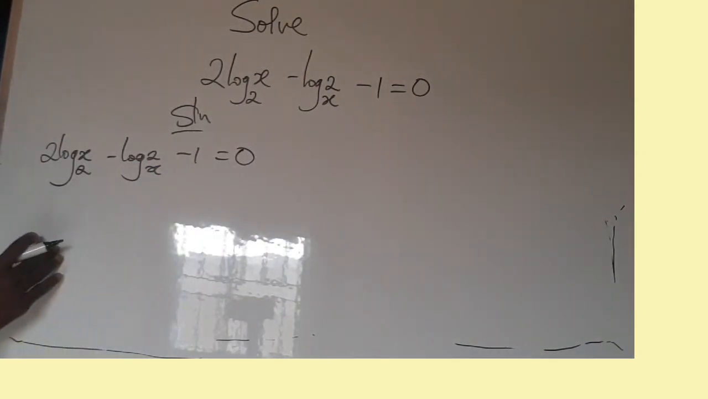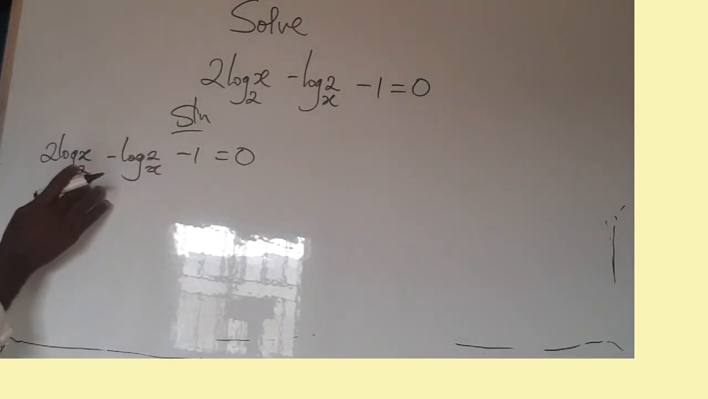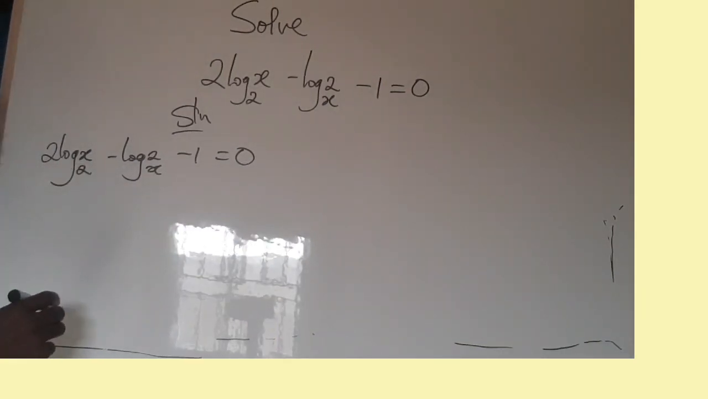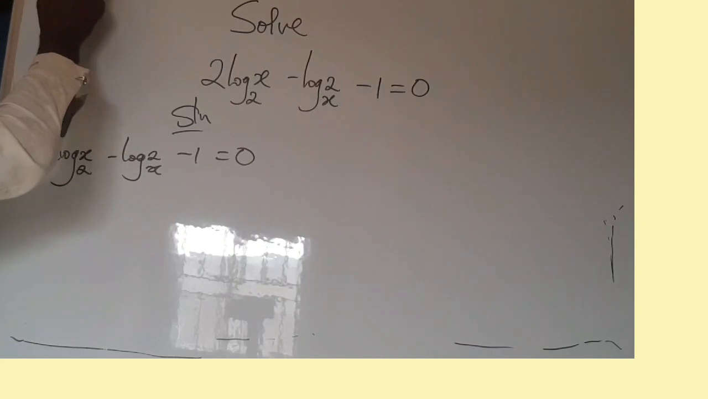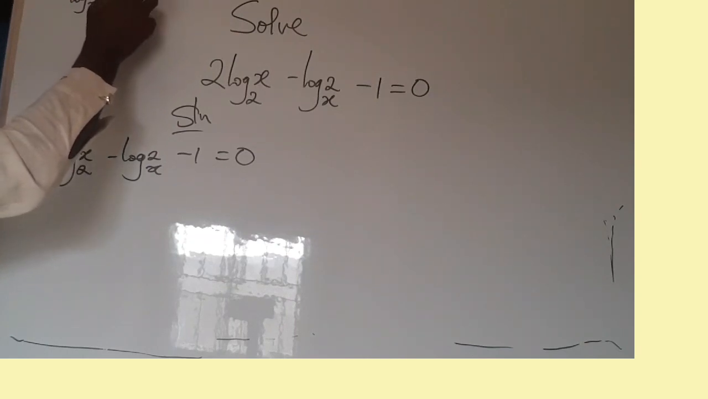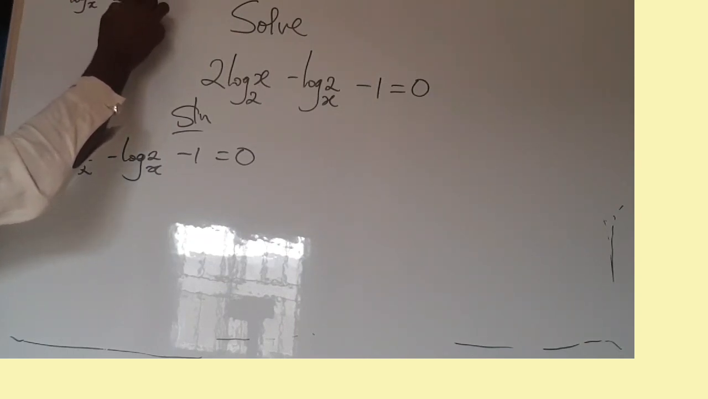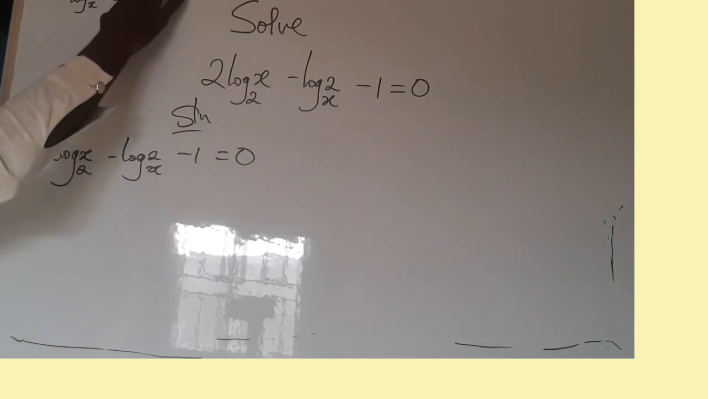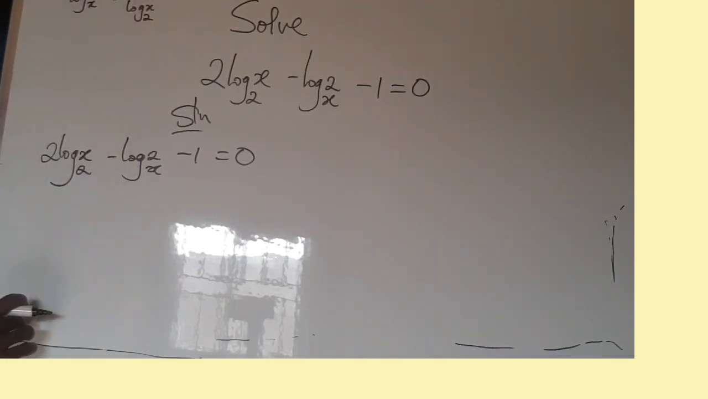I want you to consider something here. If you look at the question very well, you will discover that the bases are not the same. So if the bases are not the same, we have to fall back to the rule, which says that if you have log 2 base x, you can also write it as 1 over log x base 2. That means instead of writing this, I can substitute it with this from the rule.